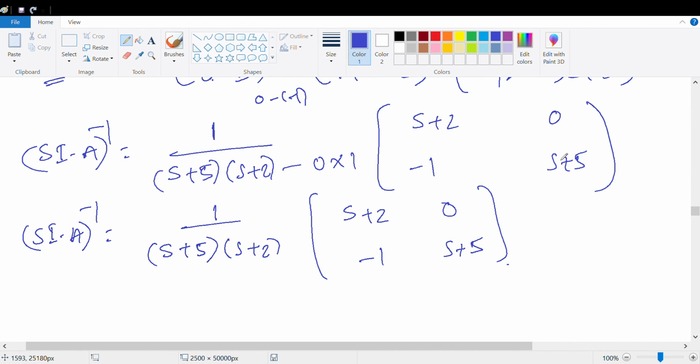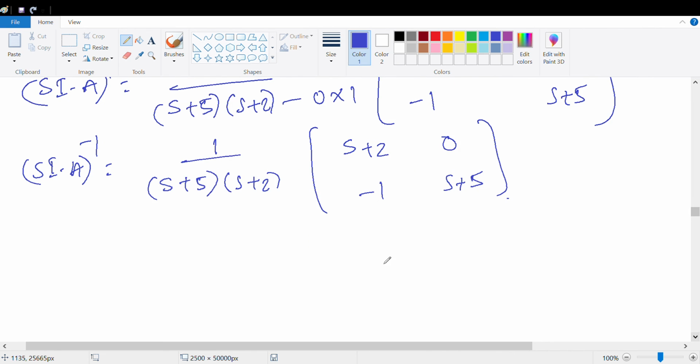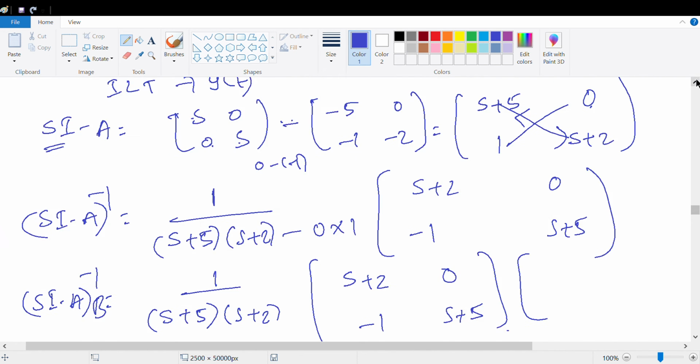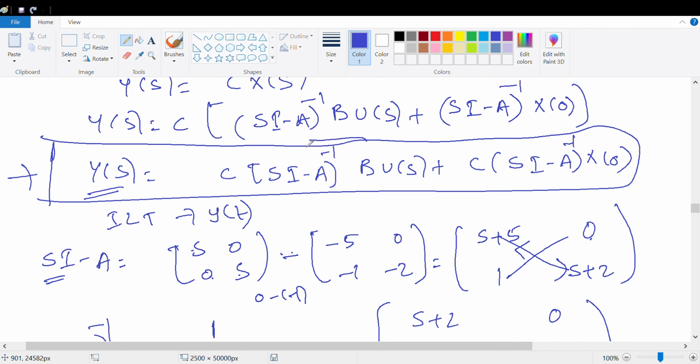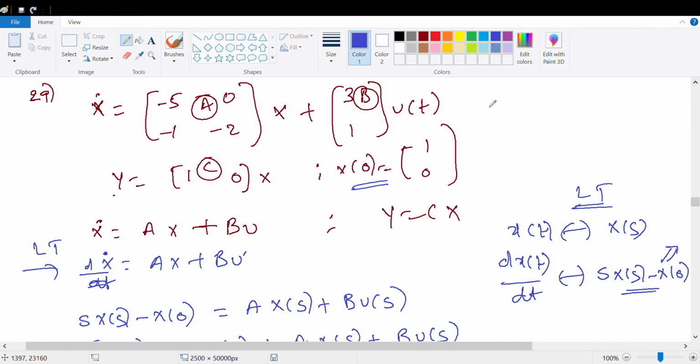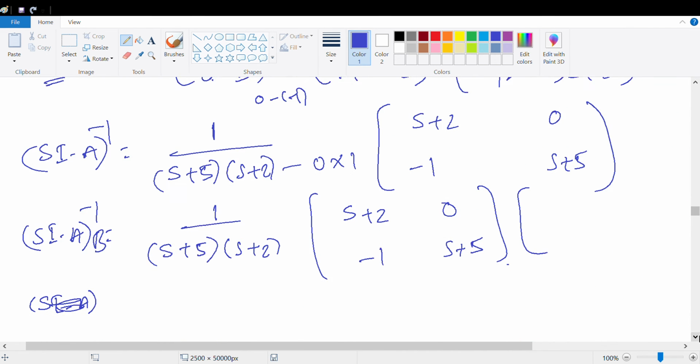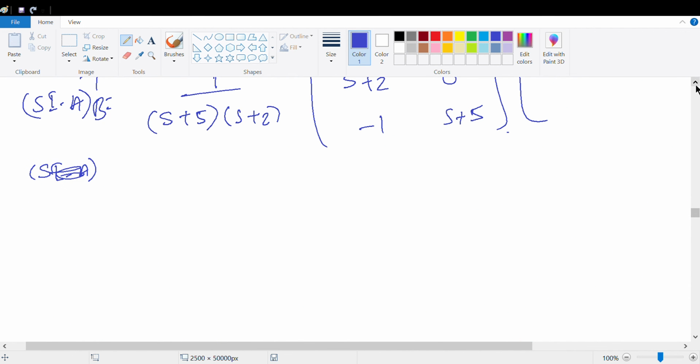Now after that, we have to find sI minus a whole inverse into b. We just need to find step by step into b. If we put b here, what is the b value? I'm going to find this one first of all. This b is [3; 1], c is [1, 0]. Let us first find this one.